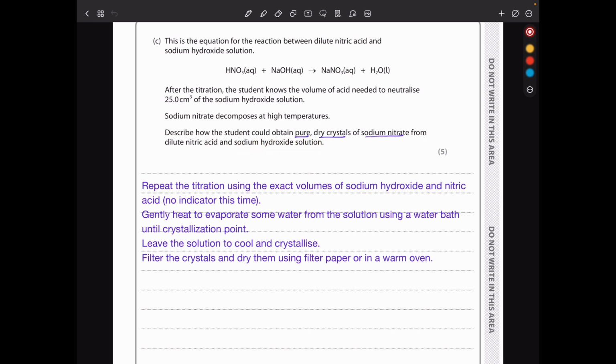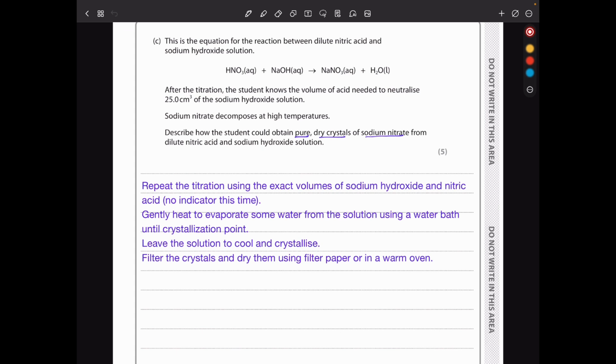So this means they're going to add the two solutions based on how exactly they react, but without the indicator. Allow them to react, then evaporate off some amount of water so that the crystallization point is reached. Of course, you're going to heat gently since it decomposes. And after, you filter the crystals and then dry them with filter paper, or you could use a warm oven.